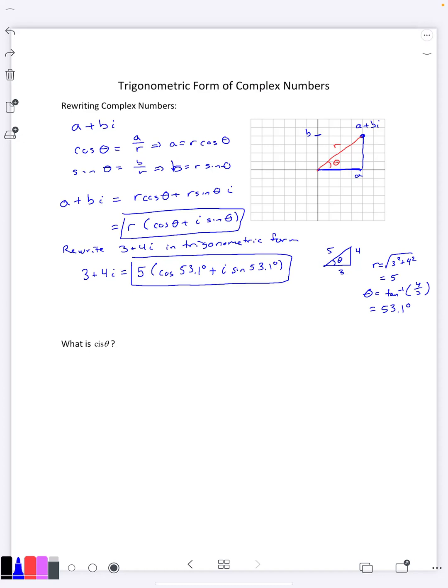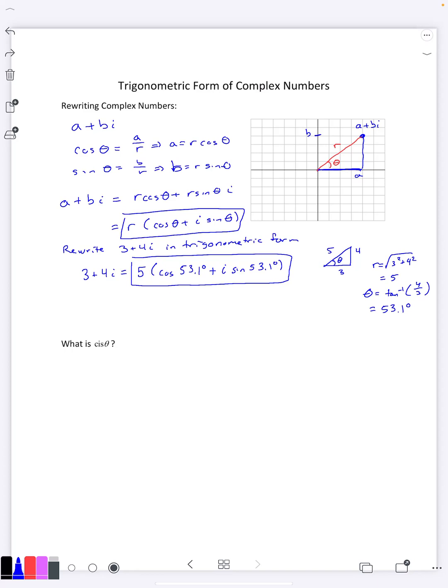Now, I totally would sympathize with you if you said, why are we doing this? This seems like a more complicated way to write our number. There is a point to it. In fact, it's going to help us solve several other problems, but those are going to be in later videos. So right now, we're just learning what the trigonometric form is, how to write it out, and then in later videos we'll see what it's good for and how we use it to solve problems.